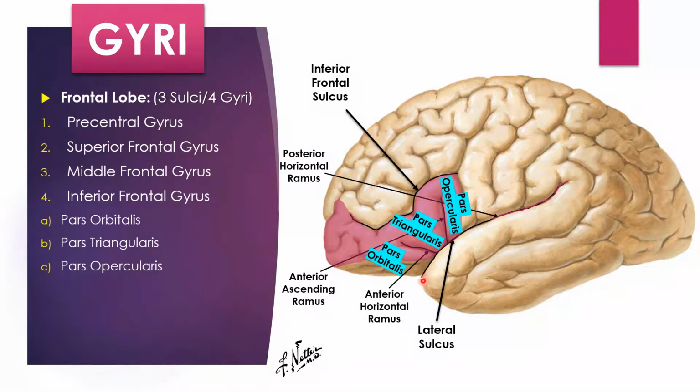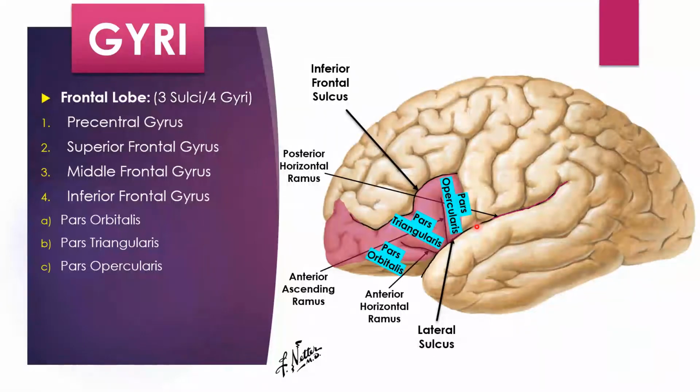Okay, so these are the three parts of your inferior frontal gyrus: pars orbitalis, pars triangularis, and pars opercularis. Why do we say orbitalis? Because it is near the orbit. Why triangularis? Because it is triangle shaped. And why opercularis? Because it forms an operculum. So what is an operculum? This we will be discussing in the demarcation of lobes.